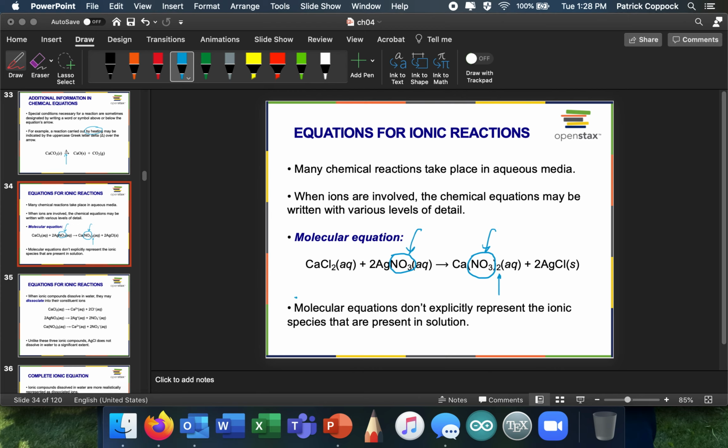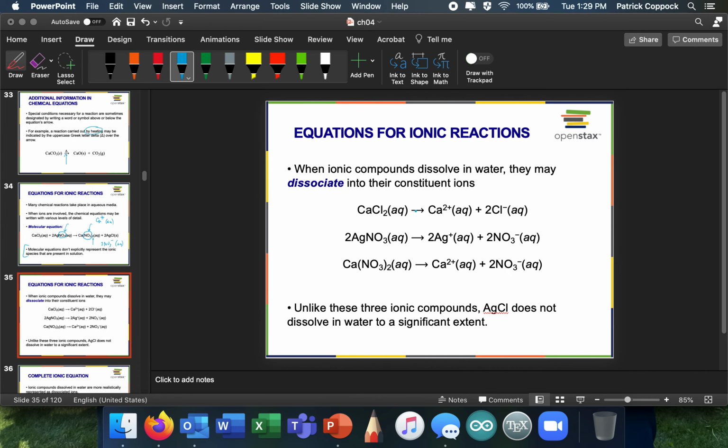So molecular equations don't explicitly represent ionic species that are present in solution. If this is calcium nitrate in solution, really the calcium is by itself, calcium 2+ aqueous, and the nitrate is off by itself. Now there are two of them here, so we might say 2 nitrate. But this is a molecular equation, which sort of hides some of those details. Since we know what aqueous means, those of us who are used to looking at it don't have a problem with it, but sometimes it's really helpful to split it out.